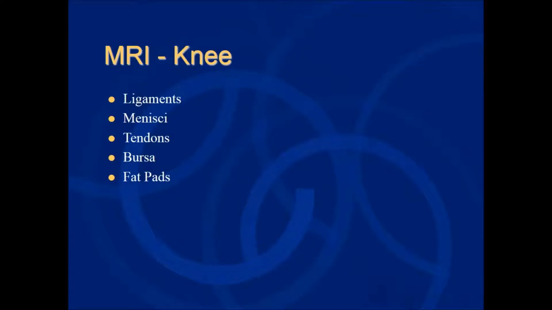We're going to cover some of the main things that are evaluated with MRI: the ligaments of the knee, medial and lateral menisci, large tendons, common bursal abnormalities, as well as fat pads.